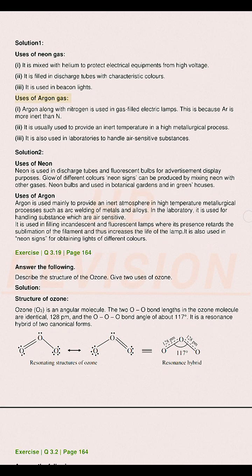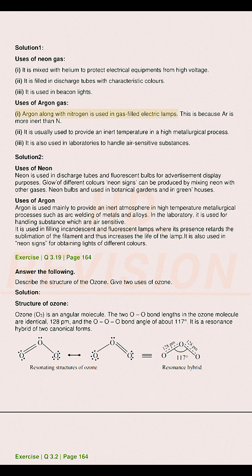Uses of argon gas. Argon along with nitrogen is used in gas-filled electric lamps. This is because Ar is more inert than N. It is usually used to provide an inert atmosphere in high-temperature metallurgical processes. It is also used in laboratories to handle air-sensitive substances.